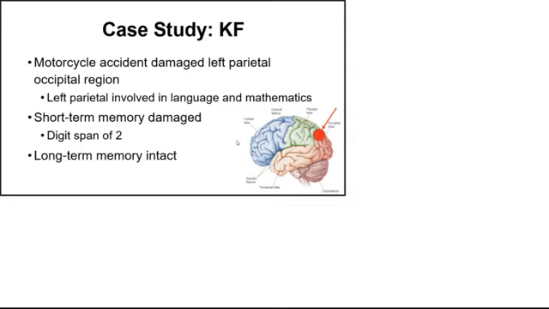What we saw was that their ability to hold information was severely depleted. So we've talked about a normal digit span being 7 plus or minus 2. And that's what most of us would have. KF had a digit span of only 2. They could remember 2 pieces of information. And if there was a lot going on at that time, they might only be able to remember one thing at a time.